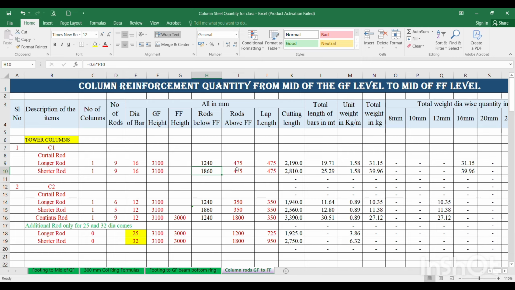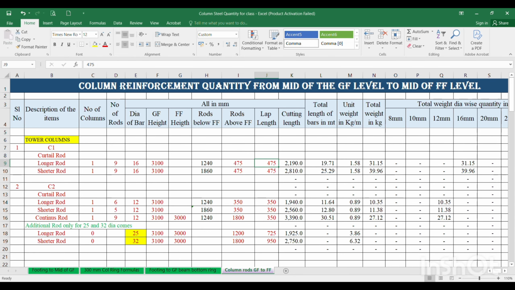And to terminate means this 16 mm dia rod should be bent in the ground floor slab. For that we need to take one LD above the ground floor level to bend this bar in the ground floor slab. And one lap length is required, because the previous rod came and stopped at the center of the ground floor, no? To join that rod to this rod, we need one lap length. This is the lap length.